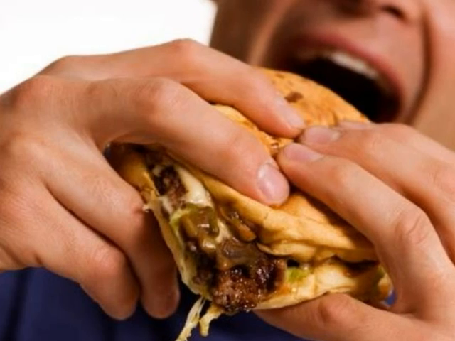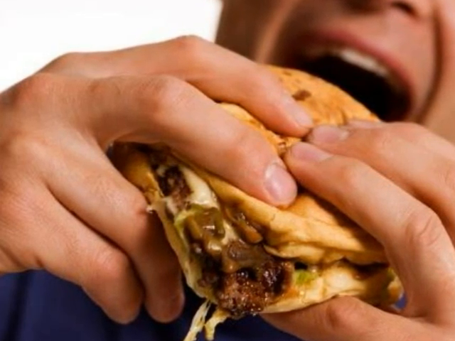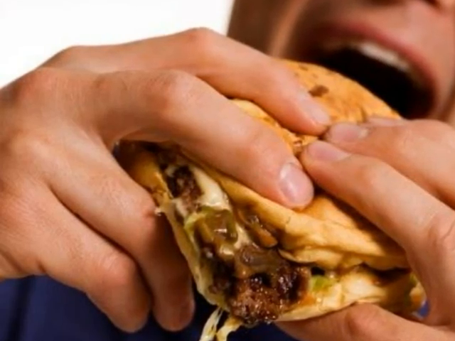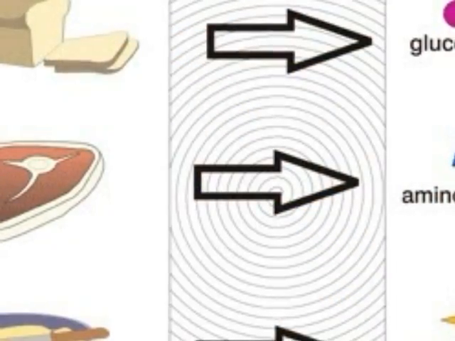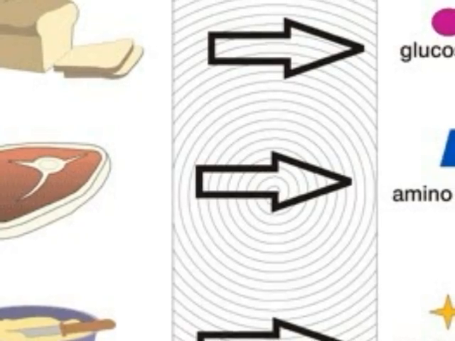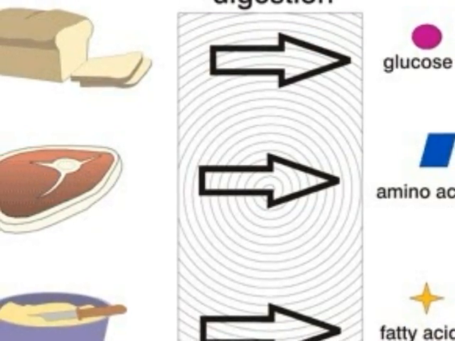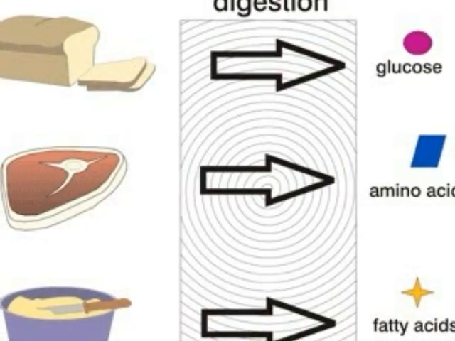Digestion is the process by which food and drink are broken down into their smallest parts, so the body can use them to build and nourish cells and also to provide energy. When food is digested, the protein is broken down into amino acids, the fat is broken down into fatty acids, and the carbohydrate is broken down into glucose.